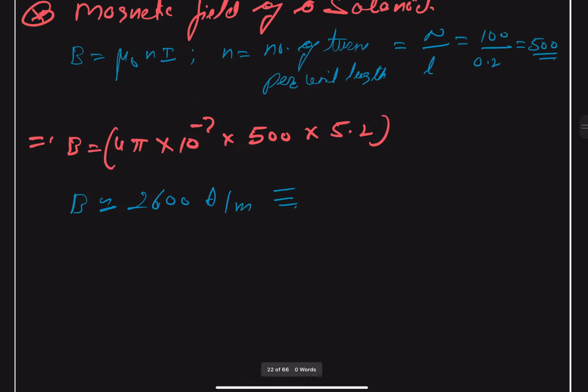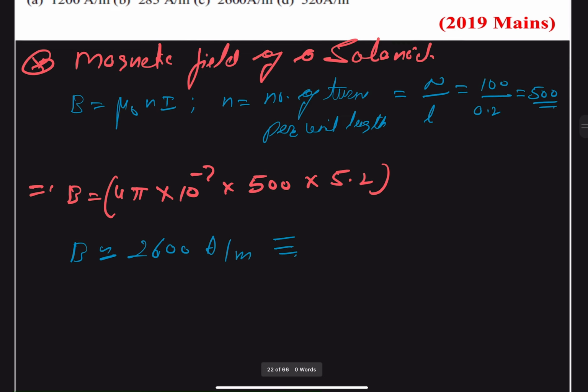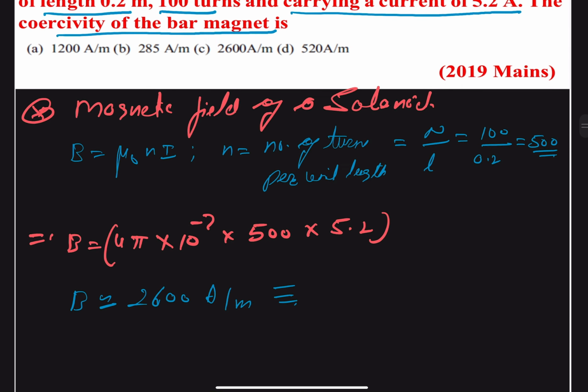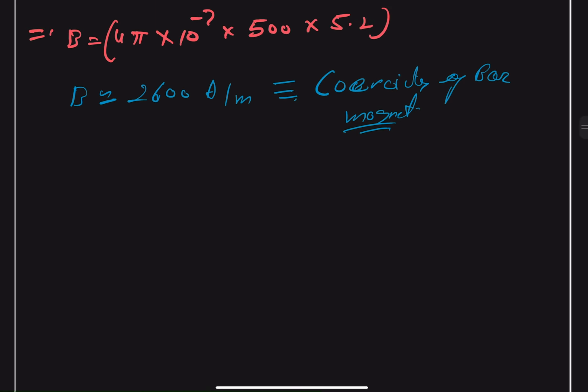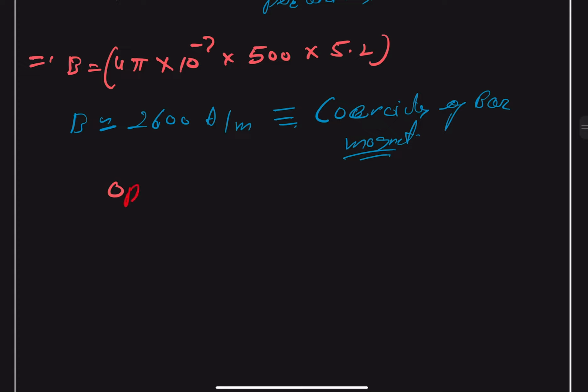So this will be our coercivity of the bar magnet. So option number C is the correct option. We come to the next question.